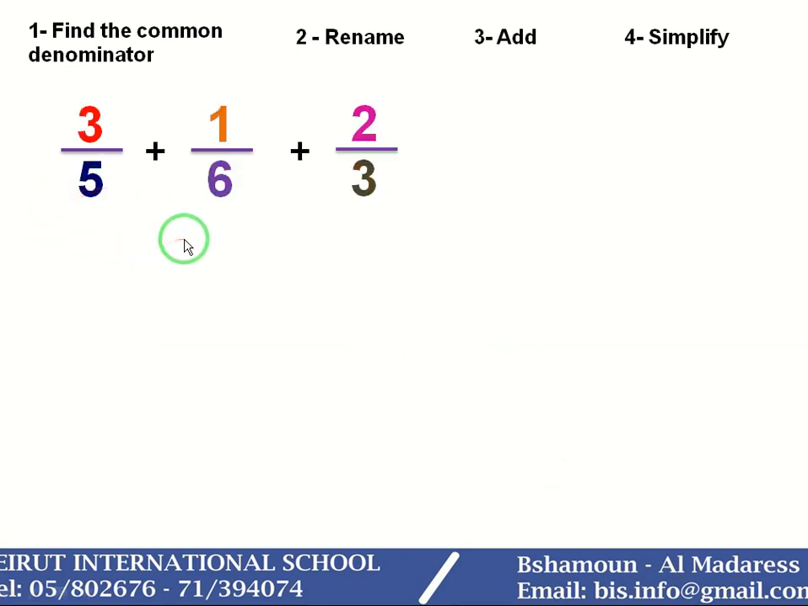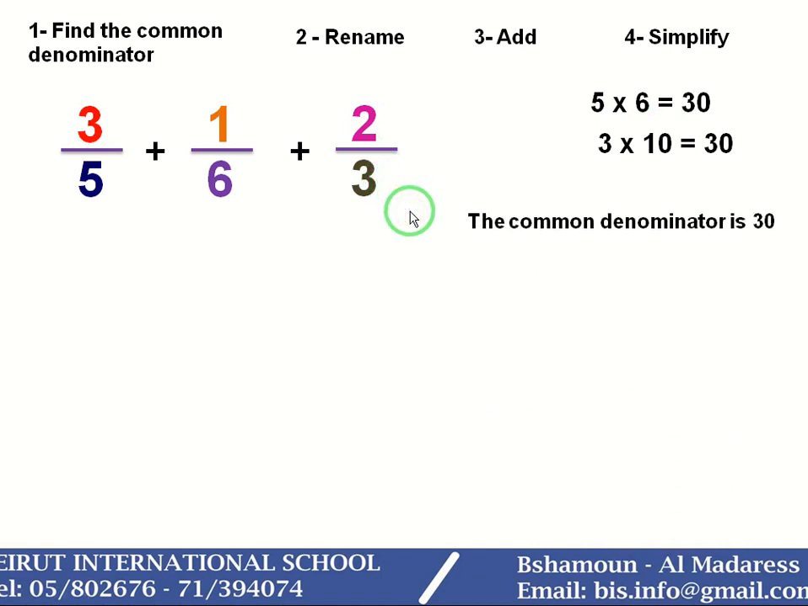Now what about this? Again, I wrote the 4 steps on top of the screen. And the fractions are 3 over 5 plus 1 over 6 plus 2 over 3. And as you notice here, I don't have the same denominator. I have to find the same denominator. Here I can multiply 5 by 6, which is 30. And 30 is a multiple of 3 because 3 times 10 is 30. So the common denominator is 30.